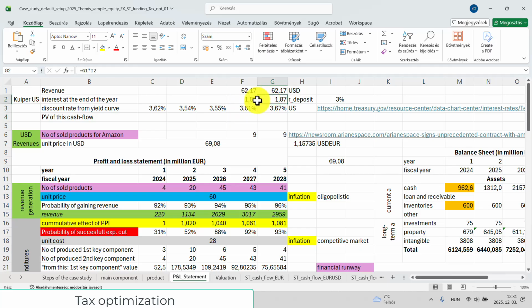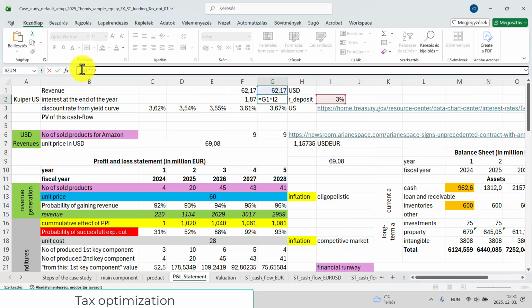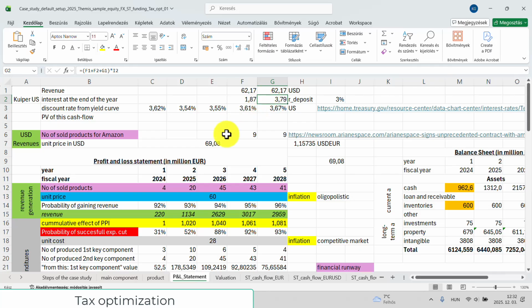Sorry, and also I nearly forgot that. In the second year we have also this one here, so not just getting the interest, but also plus this one, because of compounding interest. Yes, I was able to save some money. So now we have to see, okay, what is the present value of this cash flow right now?